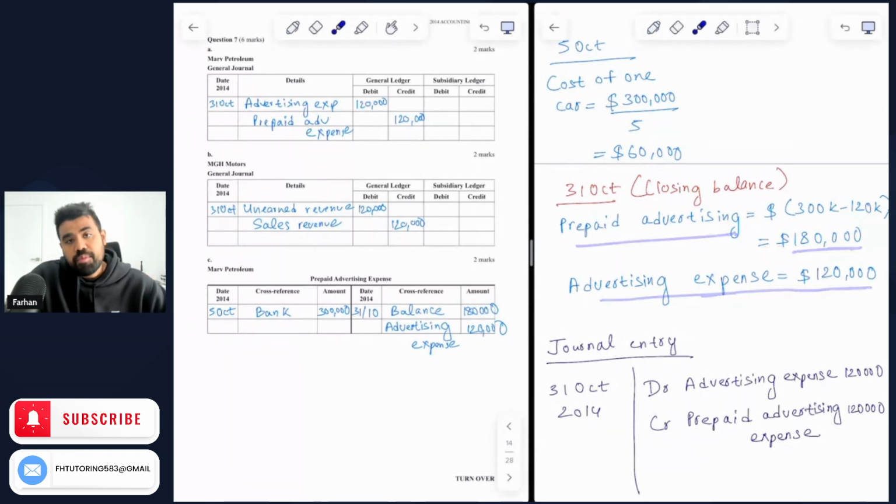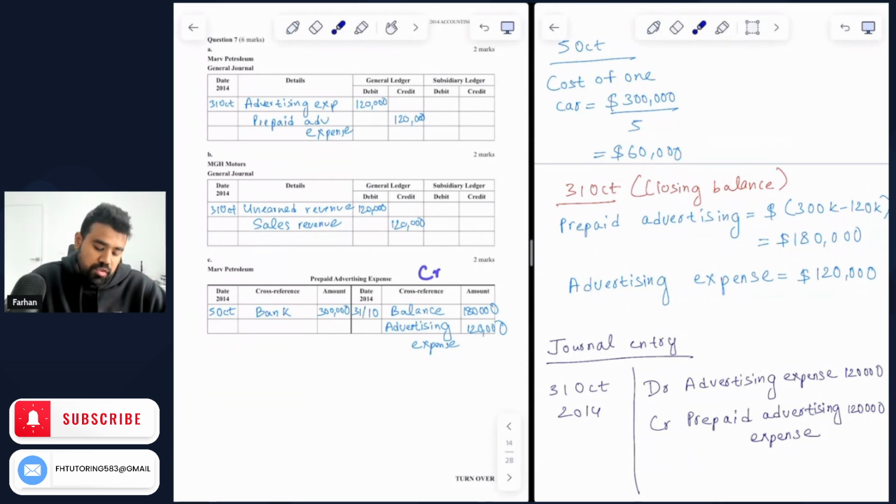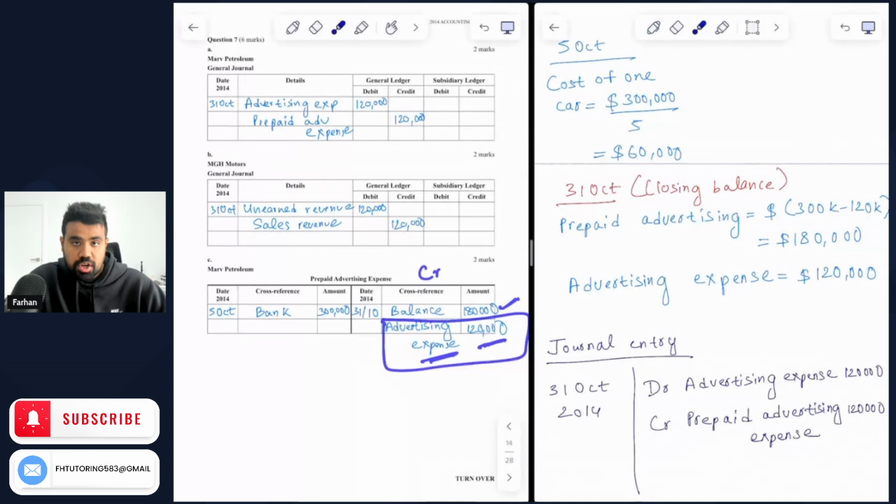So assets within the ledger account should always have an opening balance on the debit side and a closing balance on the credit side. So that's why we're recording the closing balance of $180,000 in prepaid advertising expense on the credit side. And then we're expensing $120,000 as well, because this expense here reflects the reduction in the prepaid advertising, which is originally a current asset. And this $120,000 reflects the consumption for two different cars that we have made in terms of advertising expense.